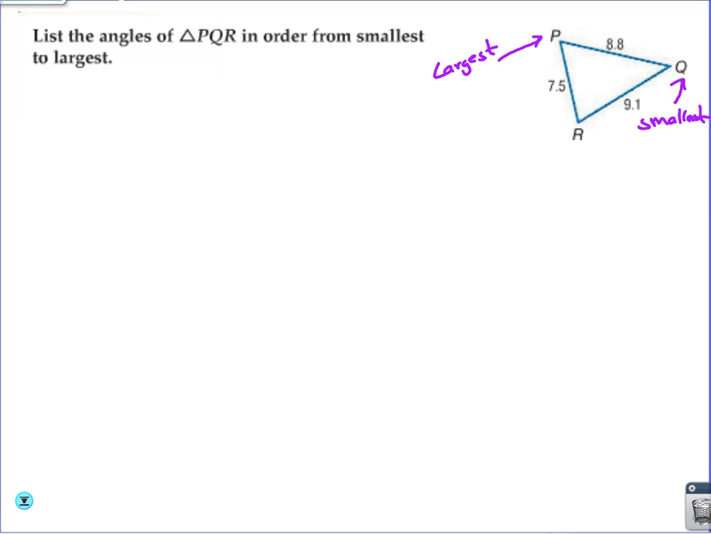Everybody okay with that? Smallest side is always across from the smallest angle. So therefore, putting these in order from smallest to largest, and I don't care if you count them Q, P, and R, but since that's the only angle that's located at that vertex. So angle Q, then angle R, then angle P. That's in order from smallest to largest. We're good there.